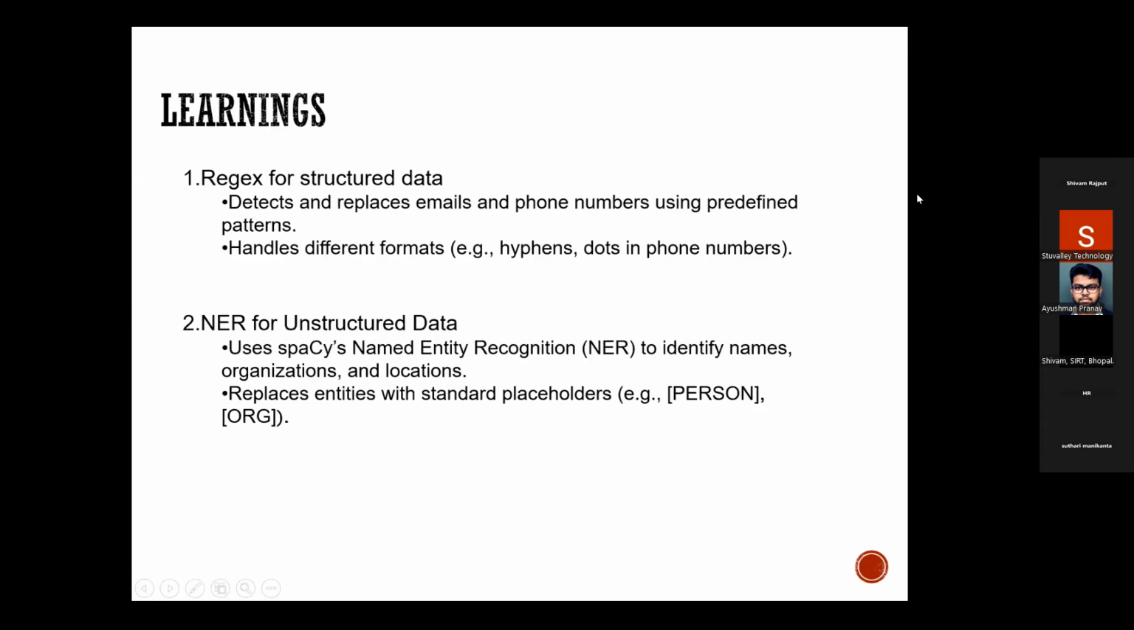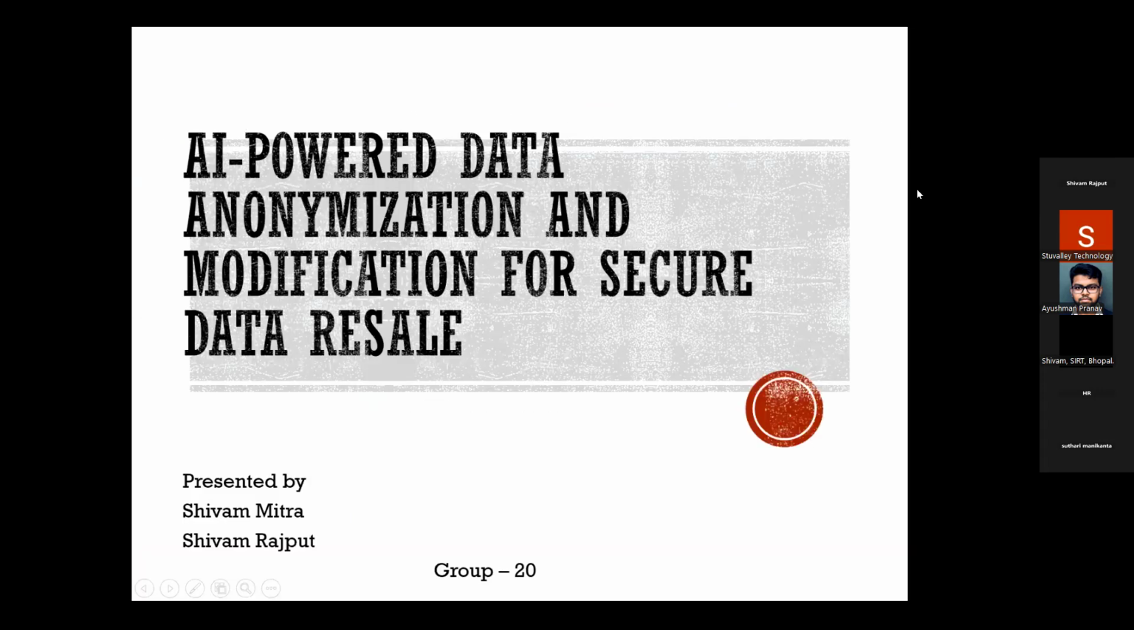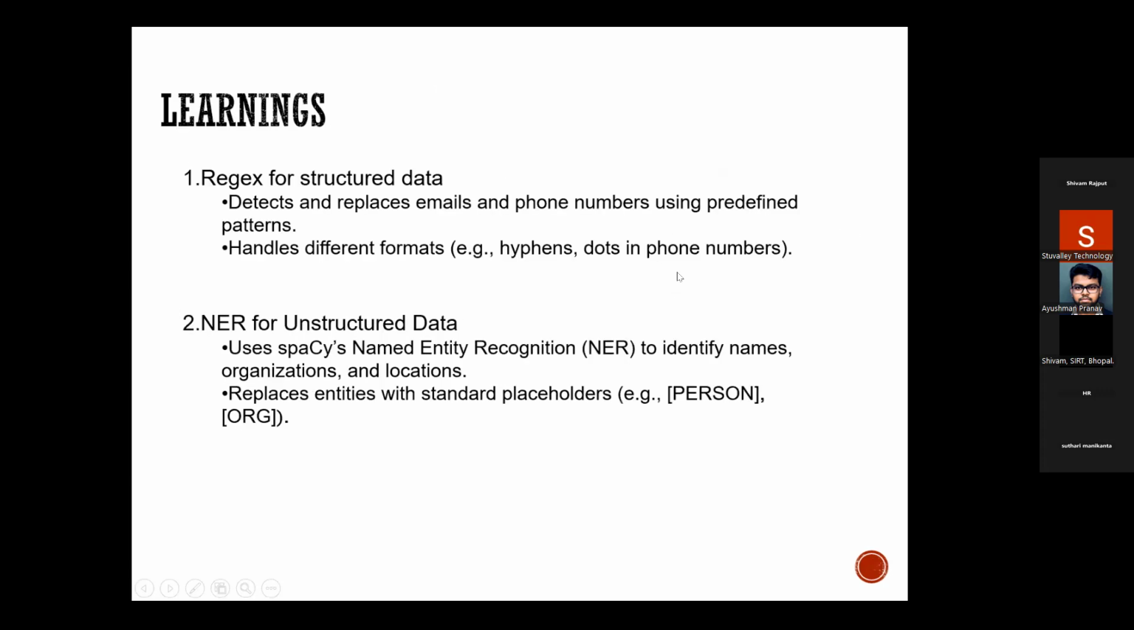Sir, my topic is data anonymization. AI-powered data anonymization model. Our goal is to detect and modify sensitive information while keeping the text useful and readable. For this, we are using regex for structured data. Sir, the regex detects the emails and phone numbers and replaces them with other patterns which are not identifiable.